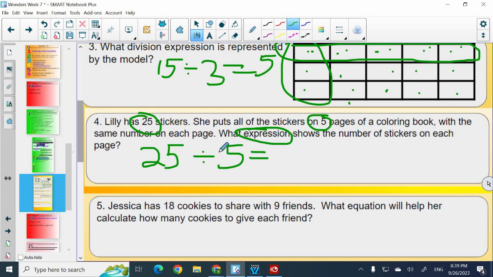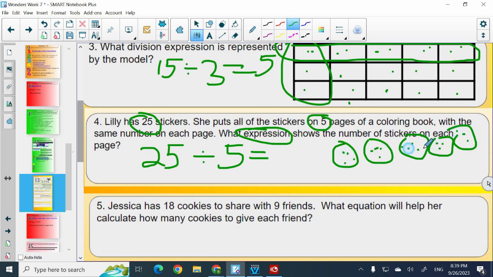And if you don't know 25 divided by 5, you can count by 5s. Or you can draw 5 circles and then put dots in here until you come up to 25.